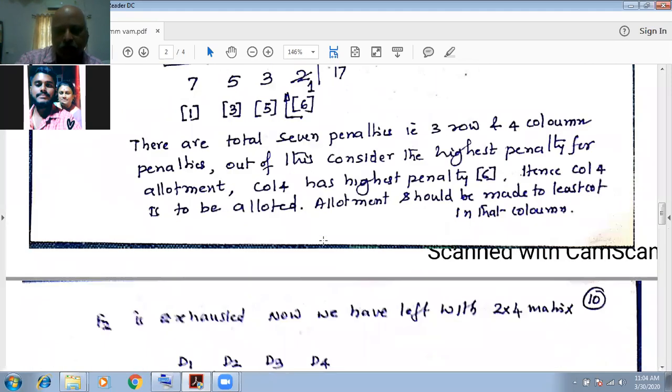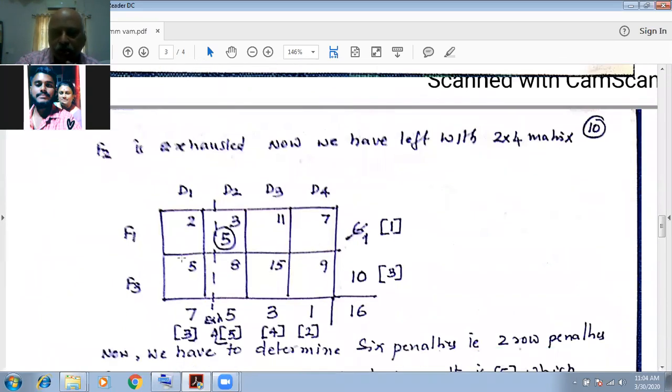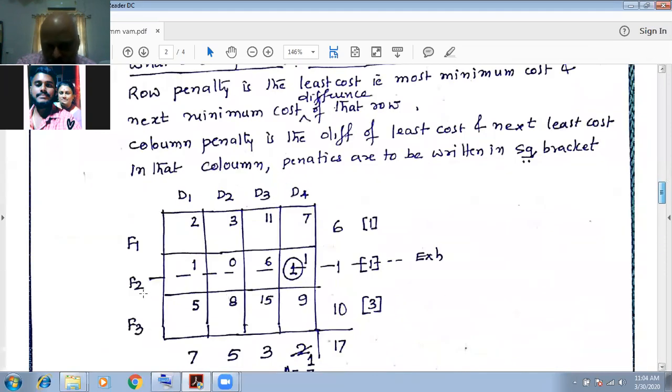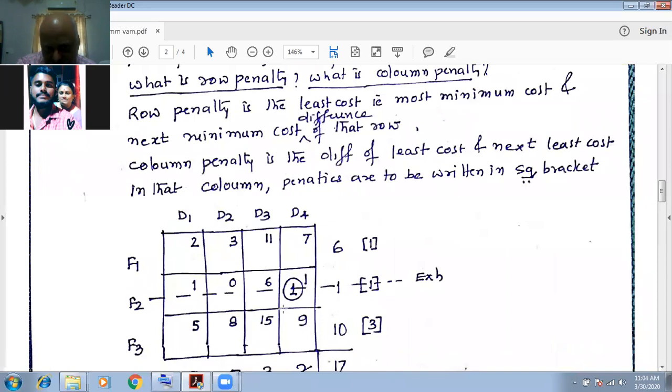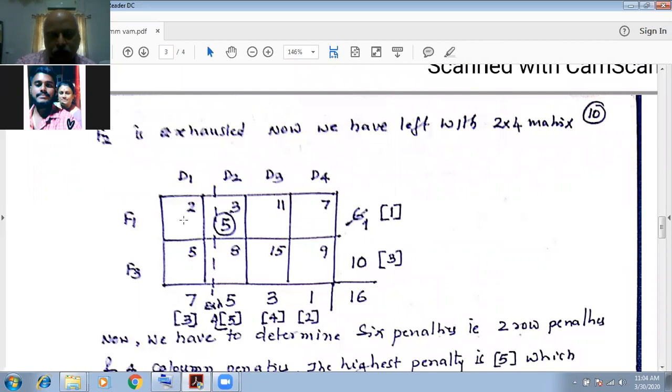So next, what is to be done? F2 is exhausted, so you have to remove that row completely. So F2 I have removed. I am left with 2 rows, 4 columns. Look here carefully. This is the F2 row. This F2 row is exhausted. You remove this. The complete allotment of this row is over. Therefore you remove that row and come to the remaining 2 cross 4 matrix. So I am left with 2 rows and 4 columns.